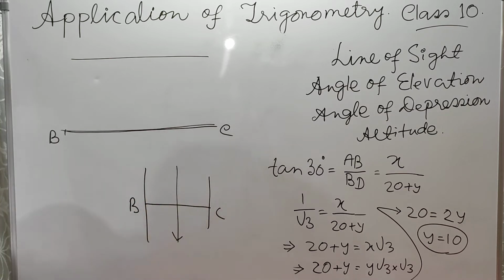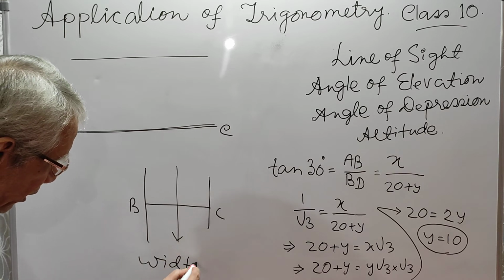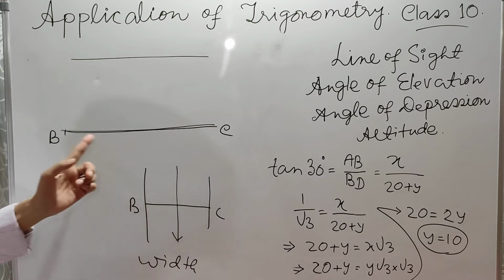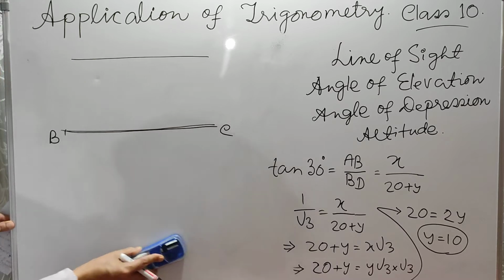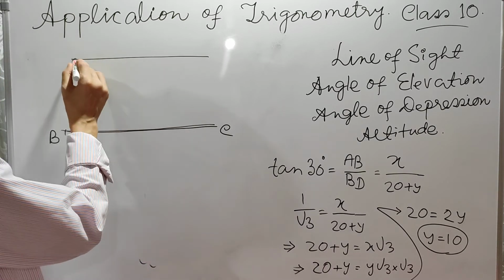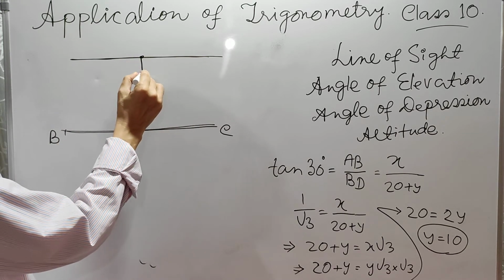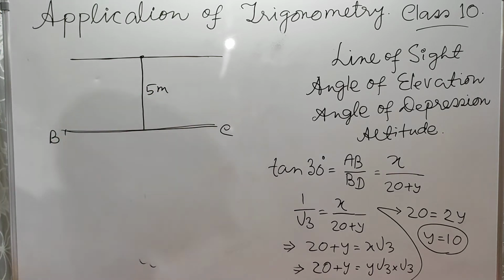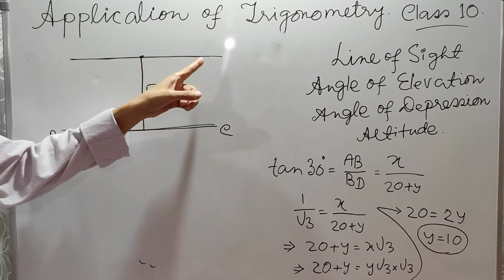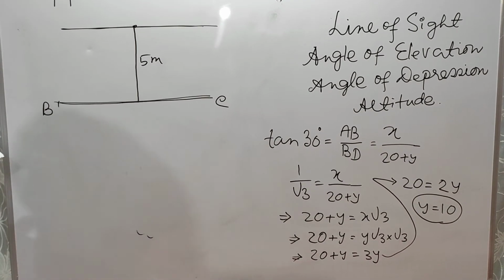So this BC is the width of the river, isn't it? Width or breadth of the river is BC. So that is given, or that is what you have to find out. In this problem, you have to find out the breadth of the river. Now you are standing here, the observer is here. This is a bridge on the river. Now the bridge is 5 meter above the water surface. This is the water surface. BC is the breadth of the river. The bridge is 5 meter above the water surface. Okay.